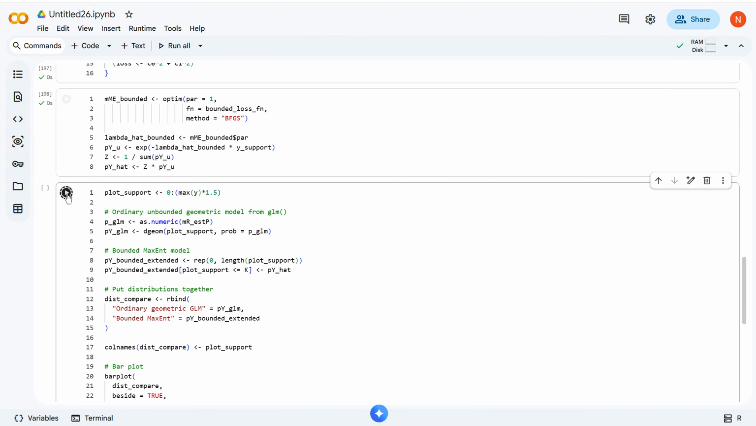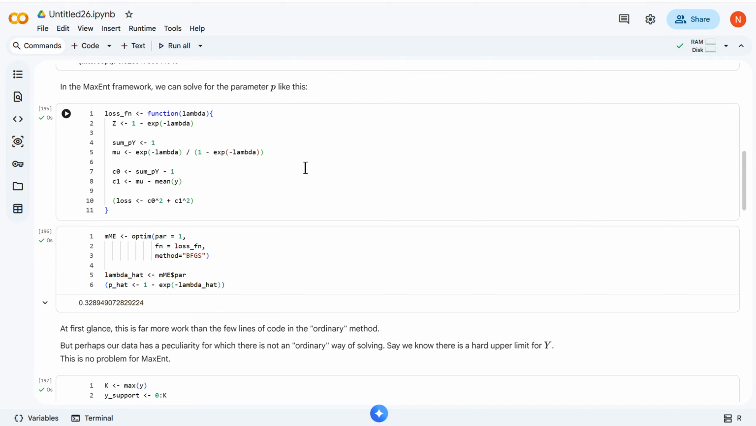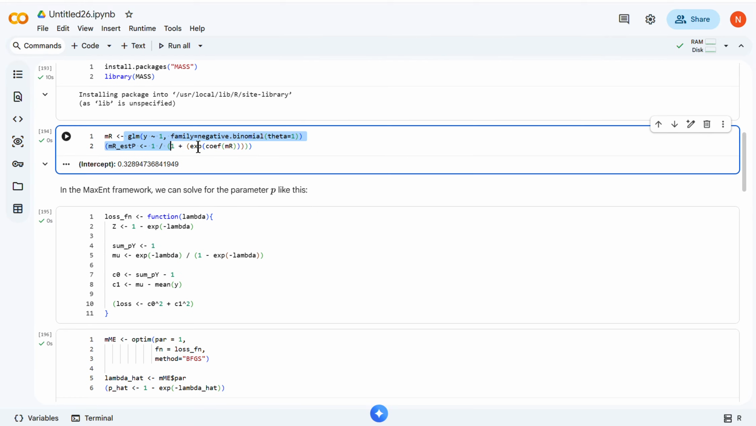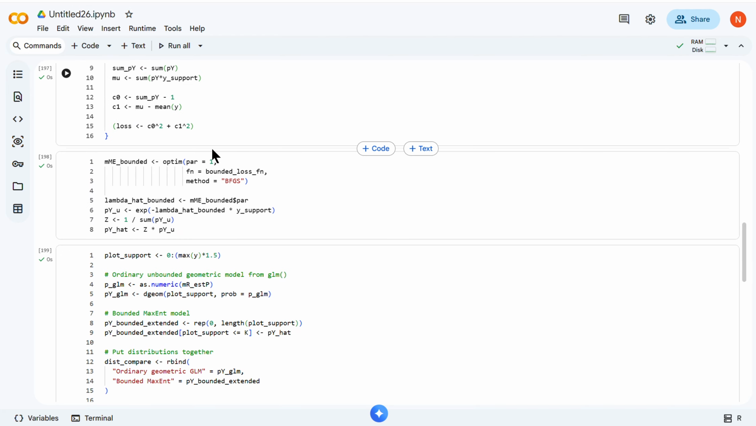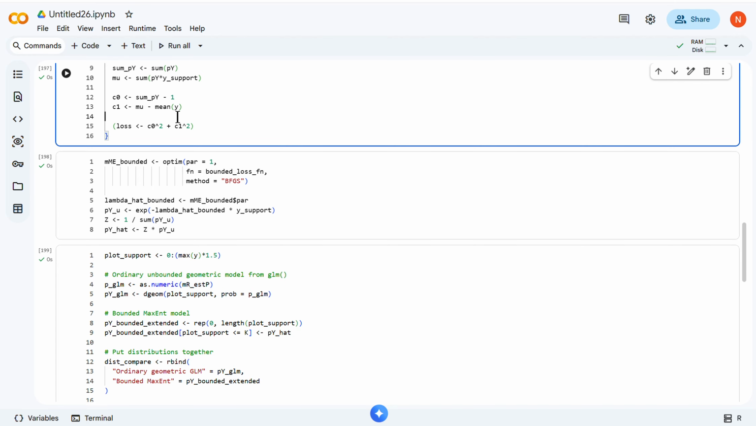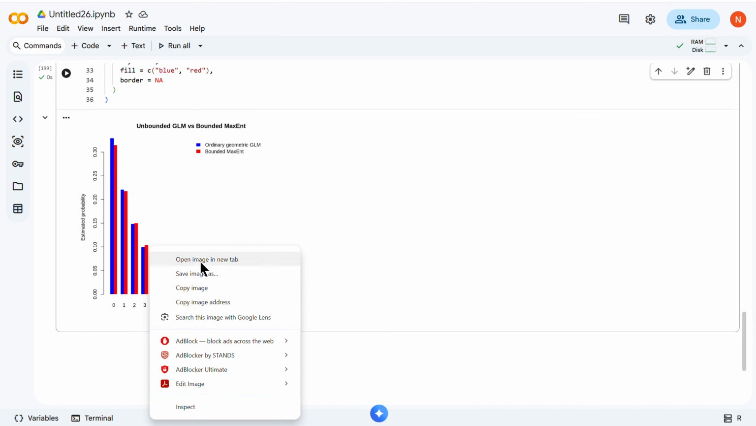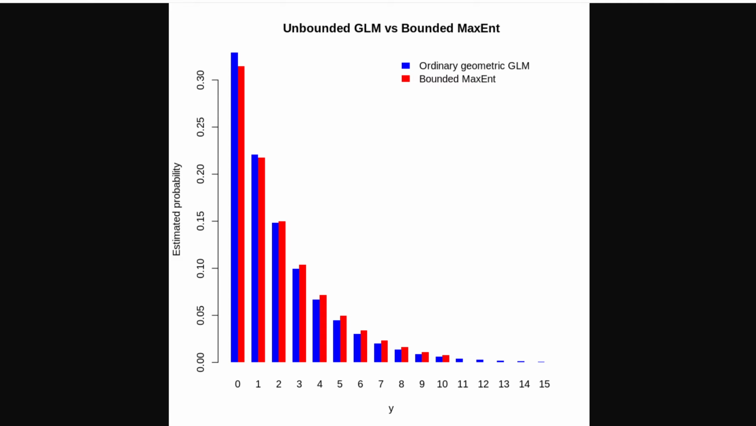and I'm going to compare the probability distributions between, again, the stock R function's probability estimate, okay, with the MaxEnt estimate, where the MaxEnt estimate is the only one that can respect the fact that there is an upper bound. Okay, so here we have our plot. I'll blow it up for us. Okay, so the red is the bounded MaxEnt problem, and the blue is the ordinary geometric distribution using GLM.